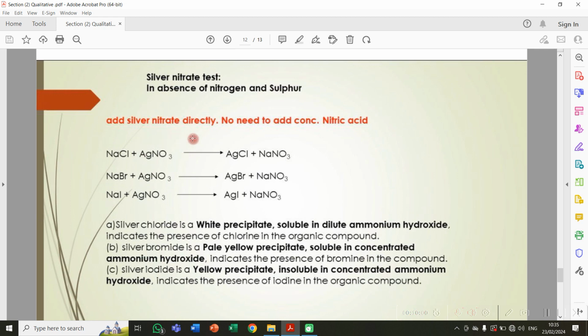Sodium plus halogen give us sodium halide. If it's chlor, we will write chlor. If it is brom, we will write brom. If it is iode, we will write iode. And then we will write the equation specific to our halogen. If it is chlor, we will write this equation, and we will write the color and the type of solubility. Also in brom, we will write this. Also in iode, we will write this. Okay, so this is the case of absence of nitrogen and sulfur.